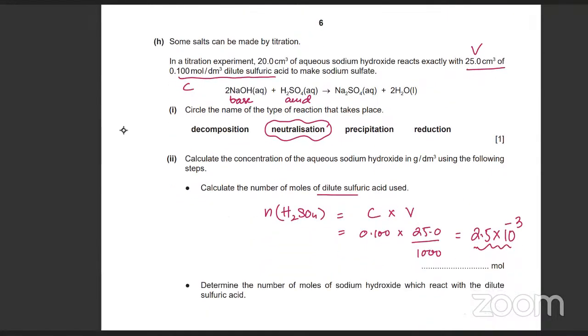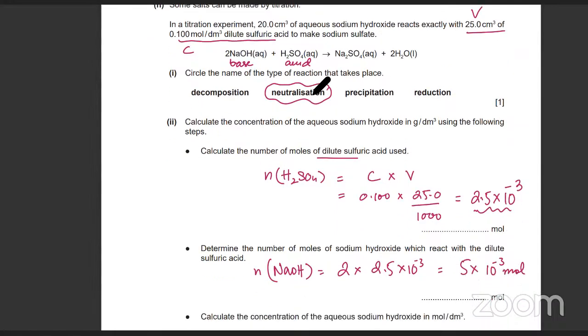That's your moles. If you're going to determine the number of moles of NaOH, इसके पता लग गया acid के moles. तो NaOH के moles क्या होंगे? Double होंगे, right? Is that clear? Yes. So it's going to be 2 times 2.5 times 10 power minus 3. क्या हो जाएगा? 5 times 10 power minus 3 moles. So NaOH के moles, that's going to be double the moles of sulfuric acid.